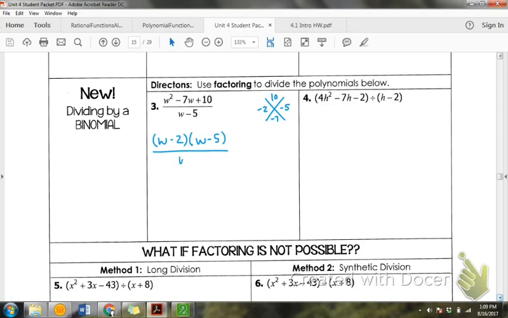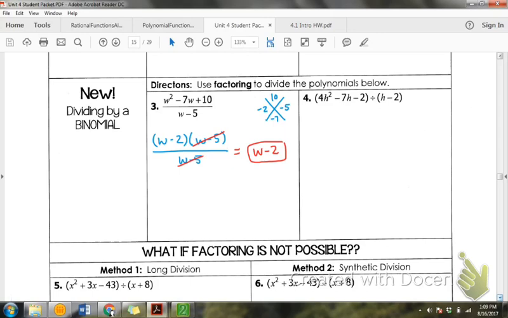On the bottom, we have w minus 5. And then what did we learn yesterday that we can do? Okay, so we're going to cancel w minus 5 and w minus 5. W minus 2. Question about that? That's old news, right? We've been doing that. We know how to do that part.